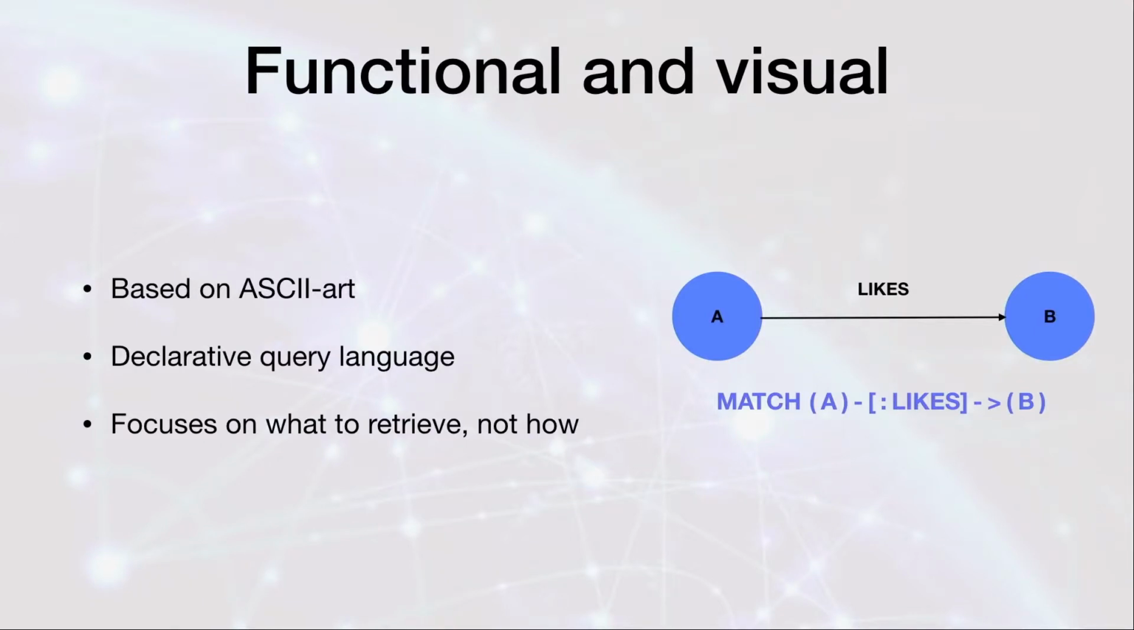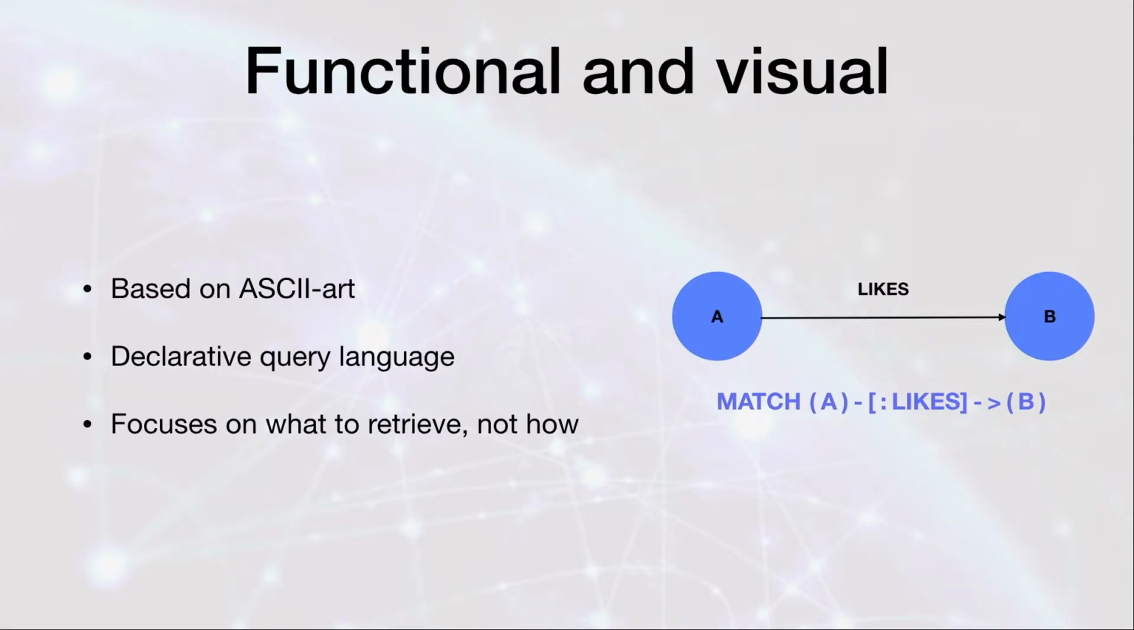It's very declarative, which means that you tell it what you want to retrieve and not how. So you don't have to add all that extra detail and the logic. Cypher knows, if you just tell it what you want, it'll determine the best way to get to that point. So on the right-hand side there, you see just a very simple graph. A likes B. You can see the ASCII art there underneath it, the Cypher query: match A node likes the B node.